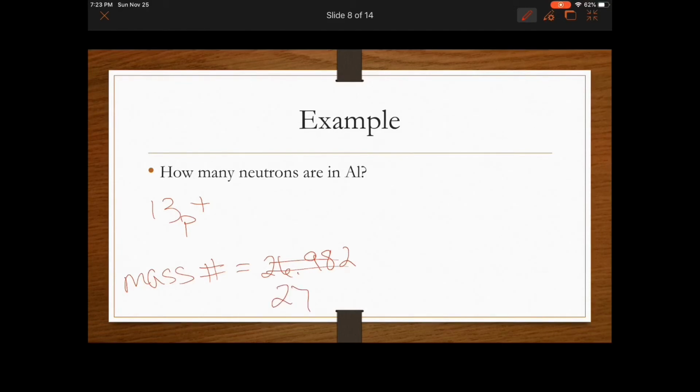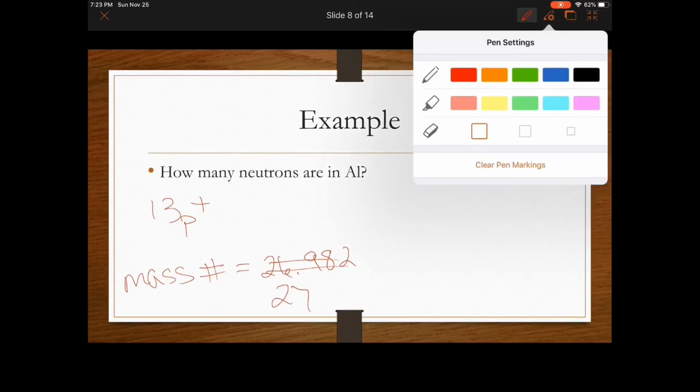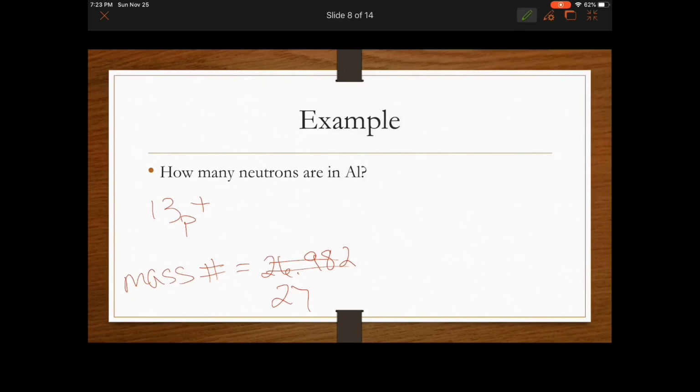All right, so now to calculate the number of neutrons, I'm going to use a different color. We need to take the mass number, which is 27, subtracted the number of protons, which is 13. So that gives us 14 neutrons.